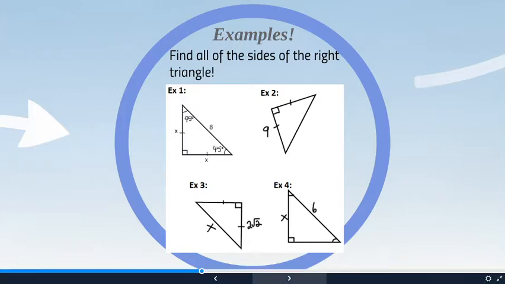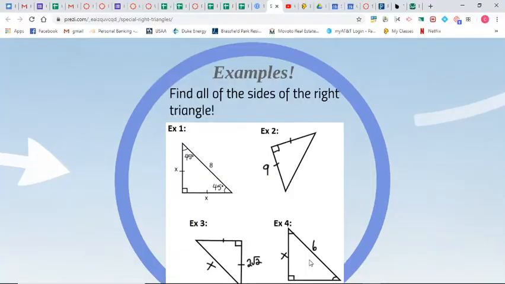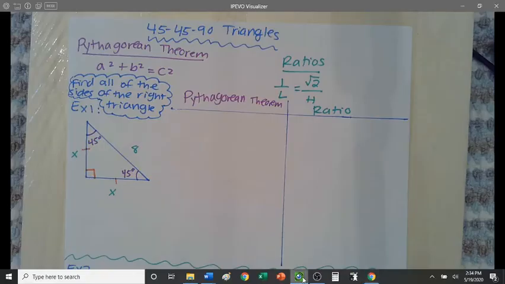All right, well, let's get started on example 1, you guys. I'm already so pumped up. Let's do it.